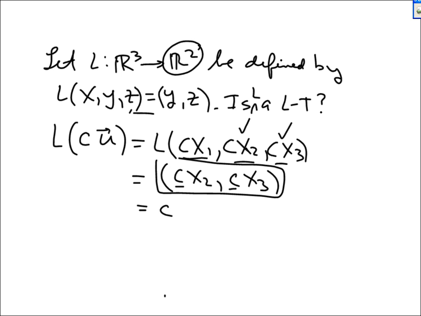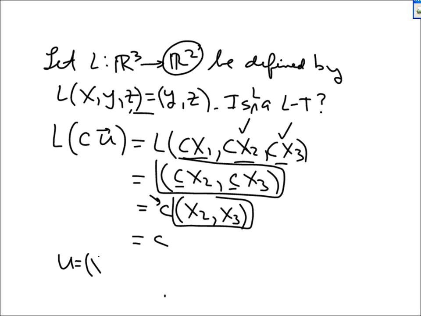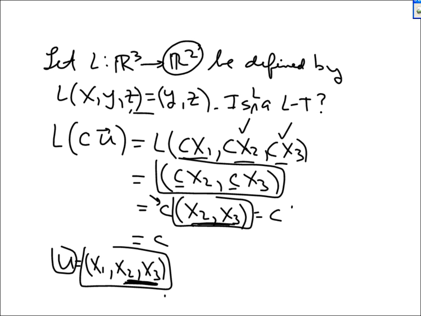And C is common. I can factor it out. Well, C is C. Remember, u is x1, x2, x3. So L of u, that is L of this, is just x2, x3. But that's what I have here, x2, x3. That's just L of u. Therefore, L is a linear transformation.